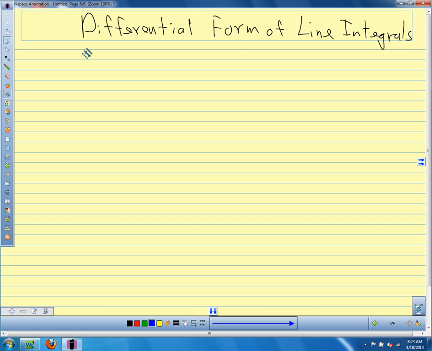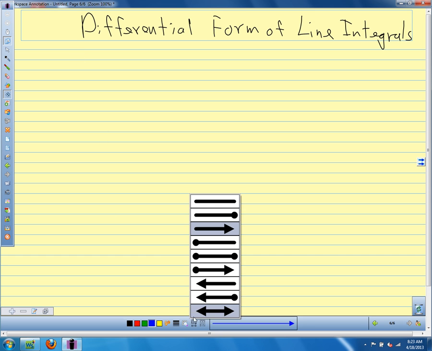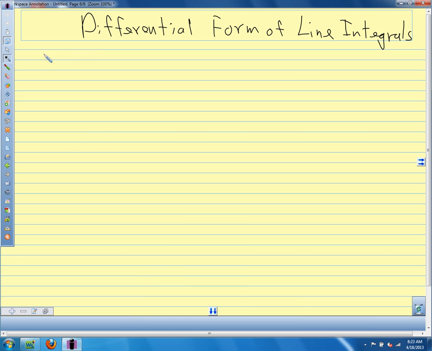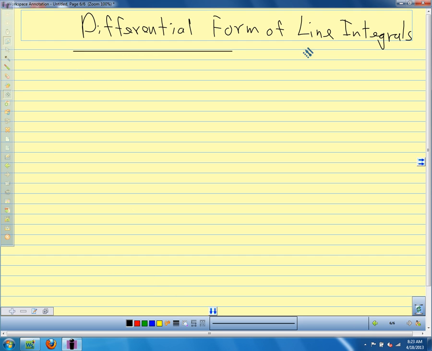So let's look at the differential form of line integrals. We've talked about a couple of different forms for line integrals, and what we want to do now is find some kind of connection, how the two are related, how we can think about them being connected. So, just a quick summary of what we've done so far. We have a curve, C, and we have the line integral of a scalar field, f of x, y, ds, and we evaluated that.